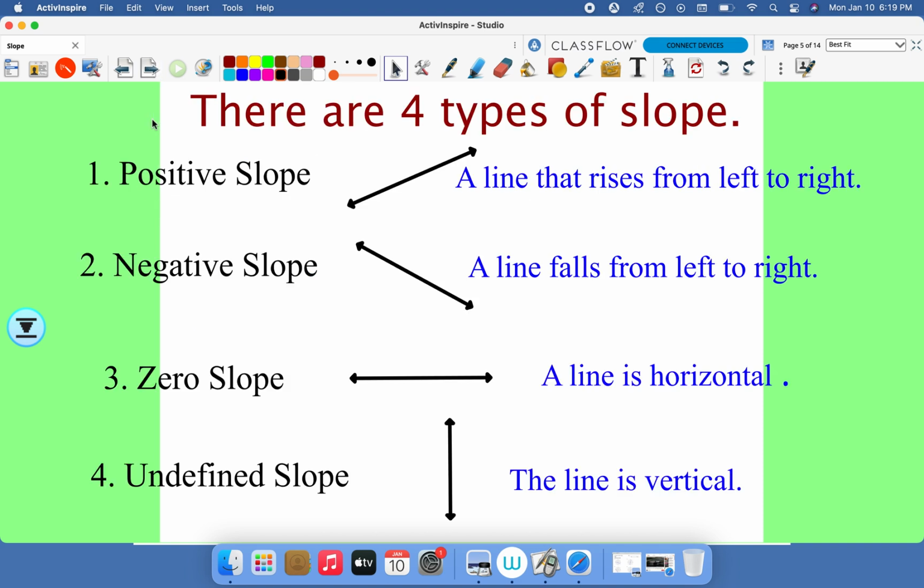There are 4 types of slope. Positive slope: as you look at the line on the graph from left to right, always from left to right, if it's going up, it's a positive slope. There'll be a positive value attached to it. If it's going down, it's a negative slope, so you're going to have a negative value. If it's a horizontal line, the slope is 0. And if it's a vertical line, the slope is undefined.